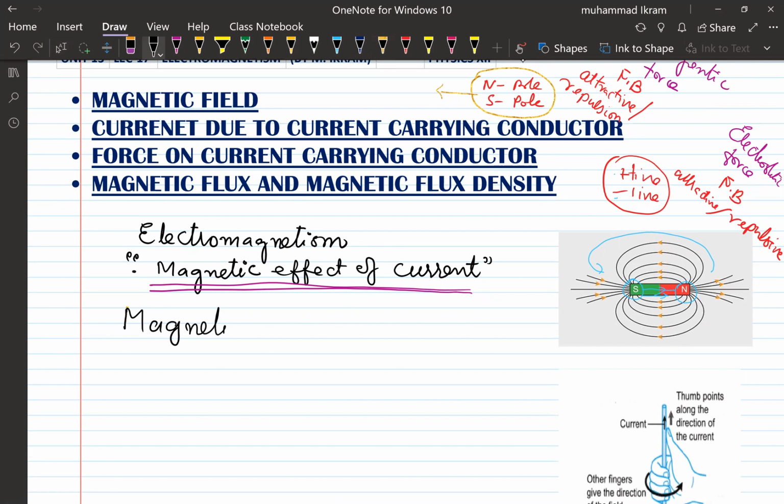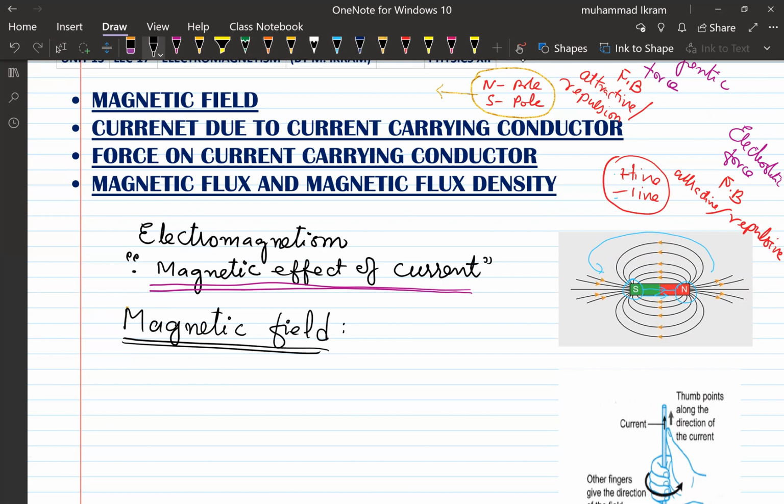Magnetic field. Now, just like at a class 10 or grade 10 level, here I can just tell you that the area or the region around a magnet or a current carrying conductor where the magnetic force acts is called the magnetic field.